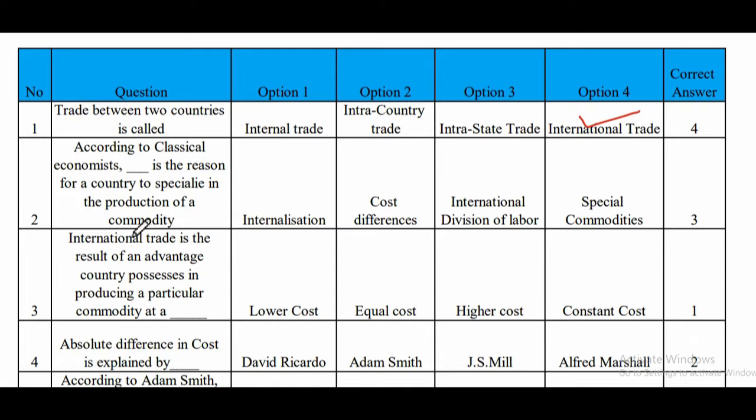Now the next one, question number 2. According to the classical economists, dash is the reason for a country to specialize in the production of a commodity. Option 1 is internalization, option 2 is cost differences, option 3 is international division of labor, and option 4 is special commodities. Please remember that if any country wants to specialize in the production of particular commodities, as per classical economics, the main reason is international division of labor. So the correct answer for question number 2 is option number 3.